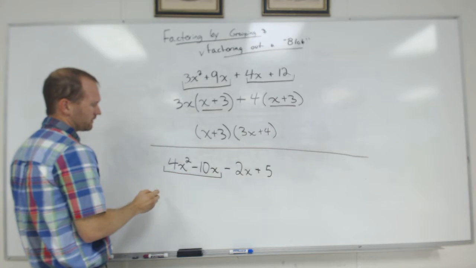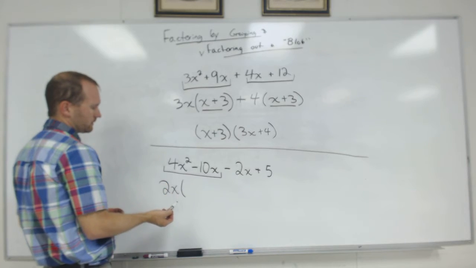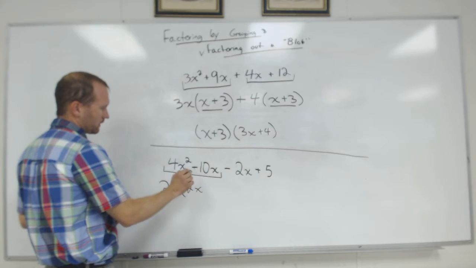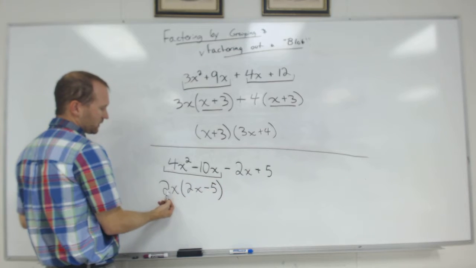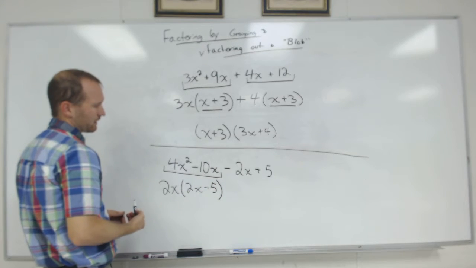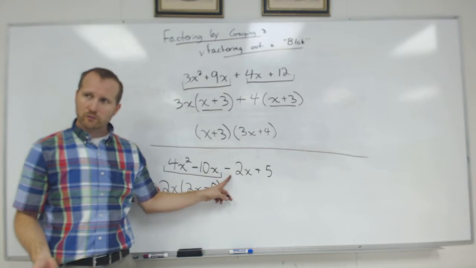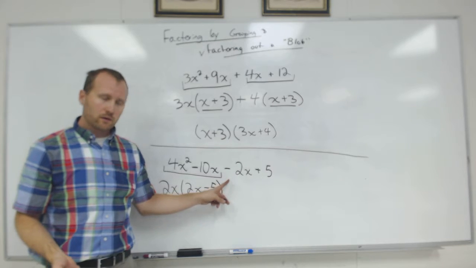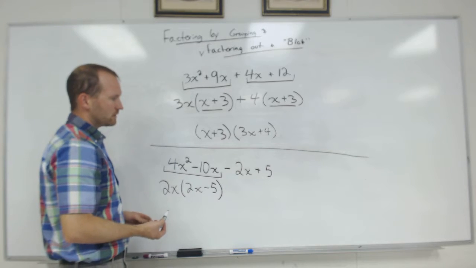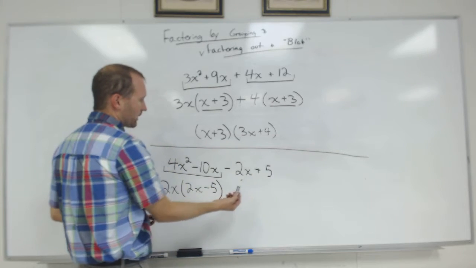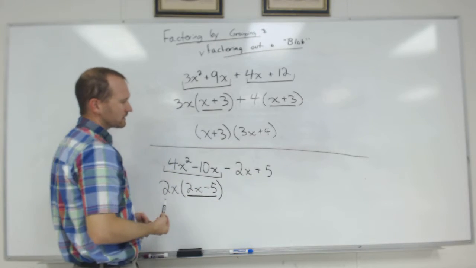What do these have in common? x and 2. So pull out a 2x. And what's left? 2x minus 5, just 5 times 2x. Now here's the trick. When I see a negative here, I've got to remember what negatives do with the distributive property. In this one there's nothing really in common between these, but I don't want it to say negative 2x plus 5. I want it to say 2x minus 5.